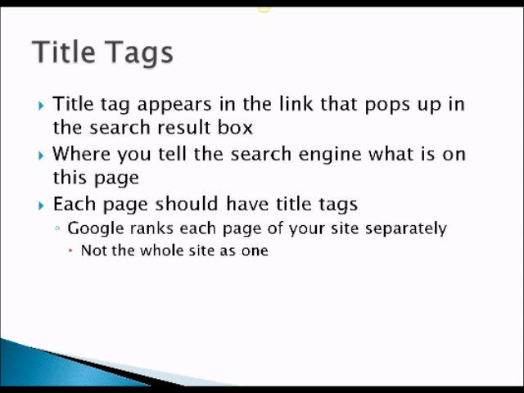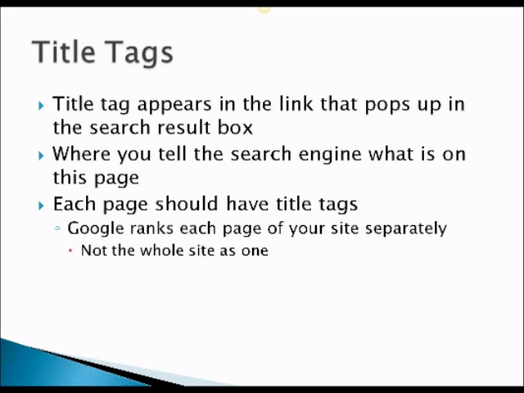So the first is title tags. Title tags appear in the link that pops up in the search result box. So you want to make sure that you have title tags. Webmasters and web design firms will know more about title tags. These are embedded within the coding of your website. So you want to make sure that this is done. The words in the title tag appear in the link that pops up in the search results.